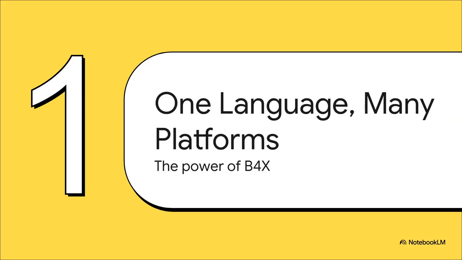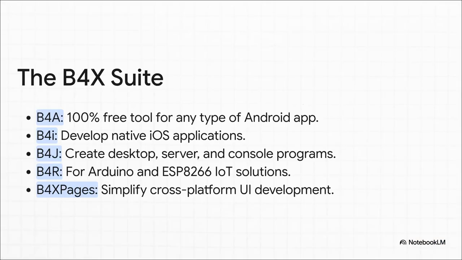All right, first up, let's really dig into that core idea, using one single, consistent language to build for a whole universe of different devices. So here's the breakdown of the suite. B4A is your go-to for Android apps. B4I handles all your native iOS needs. B4J takes care of desktops and servers. And B4R lets you program those tiny microcontrollers. And the secret sauce tying it all together? That's B4X Pages, a library that makes it so much easier to create user interfaces that just work everywhere.